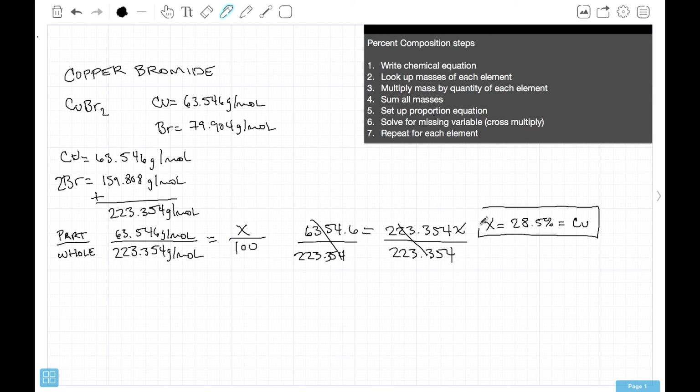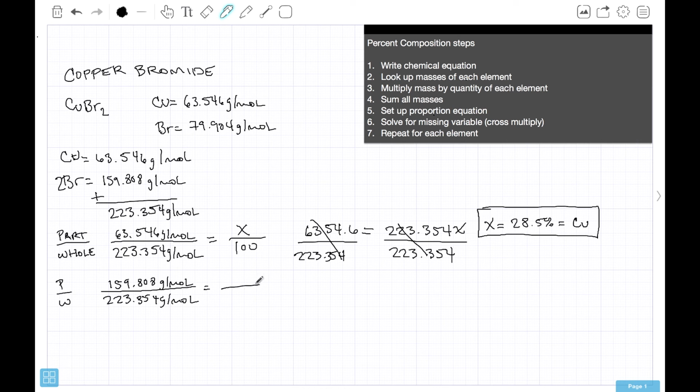And the last step, step 7, says repeat for each element. So nothing's going to change from here on out. We'll write our part to whole ratio. And we already found that the whole is represented by 223.354 grams per mole. And this time the part is going to be how much bromide is in this whole thing. We find that that mass is 159.808 grams per mole.